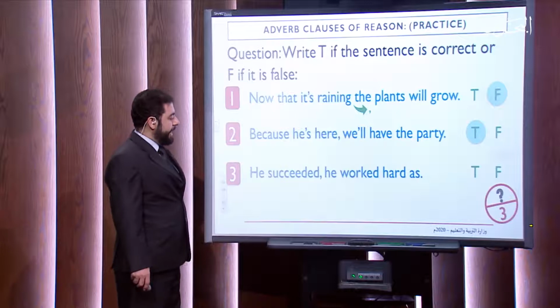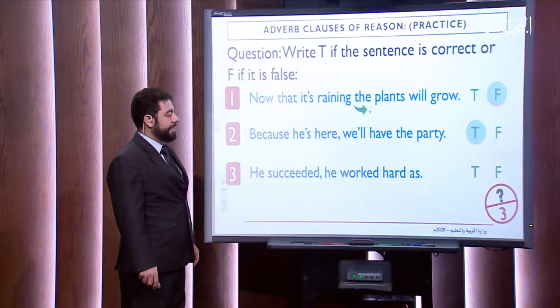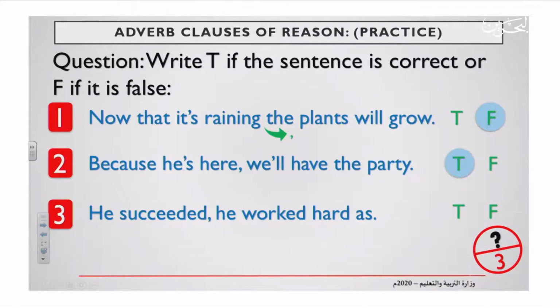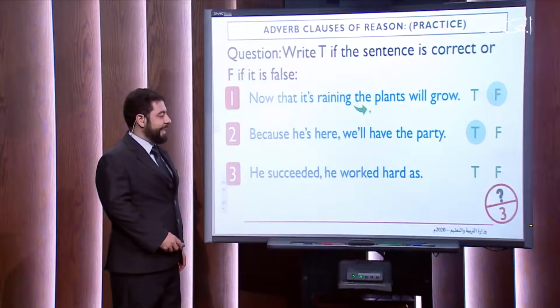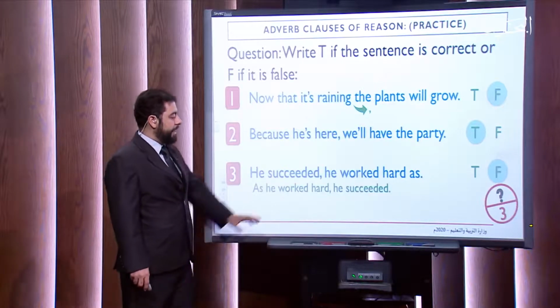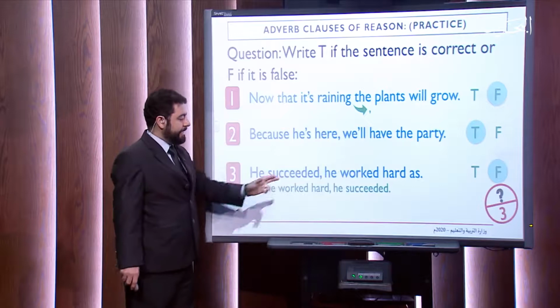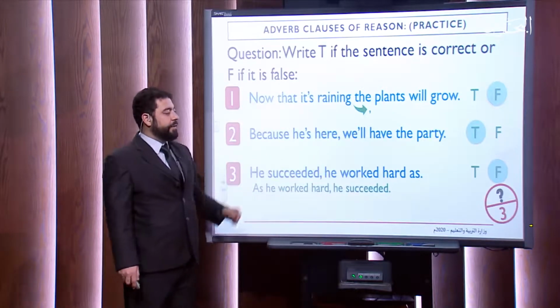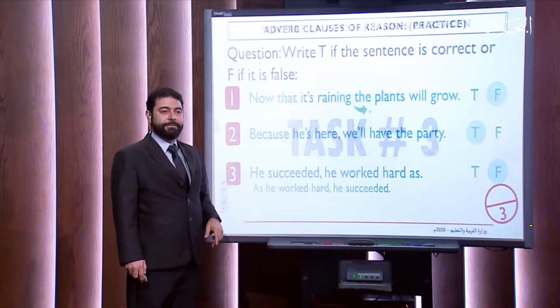Okay, 3rd one. He succeeded, comma, as he worked hard. True or false? 5 seconds. Okay, let's check the answer. The answer is false. Why is that? Because I switched: as he worked hard, comma, he succeeded. You see? Now give yourself a mark of 3 and let's carry on.